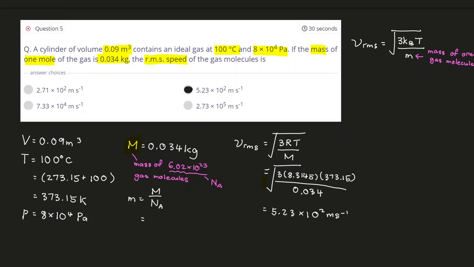So if you calculate it, oh, I didn't calculate it, I need to calculate it right now. So 6.02 times 10 to the power of 23. The answer that you will get is 5.65 times 10 to the power of negative 26 kg. So this is the mass of one molecule.